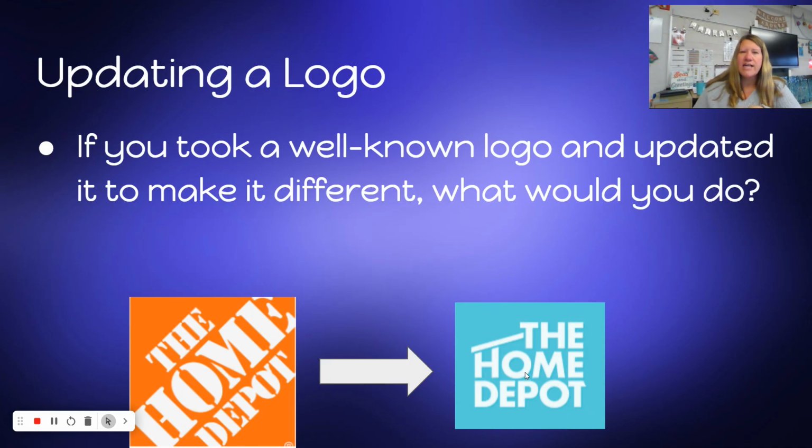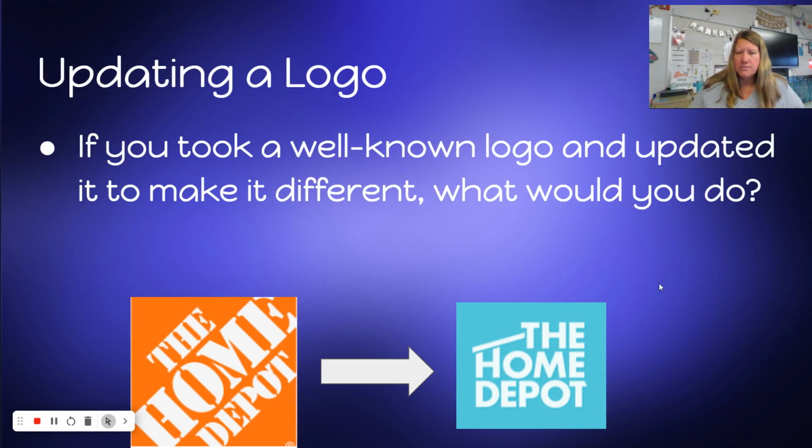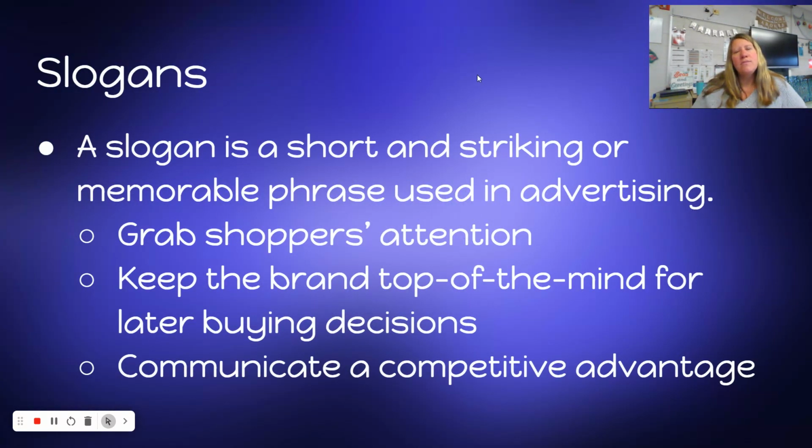Most people say decorations for inside your house. So it's a place to buy things to make your house more homely. Now, we also have something that goes with your logo maybe, or also businesses have this, but a slogan. It's a short and striking or memorable phrase that's used in advertising. You're gonna grab someone's attention with it.